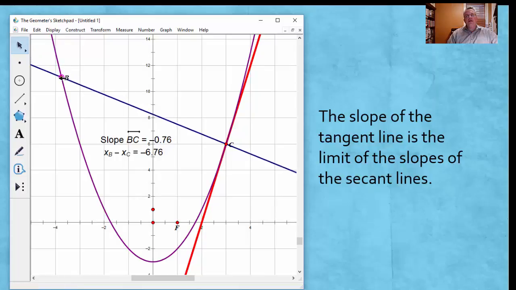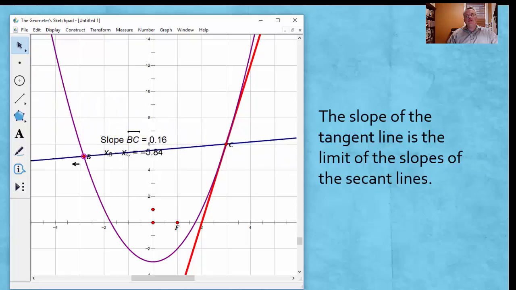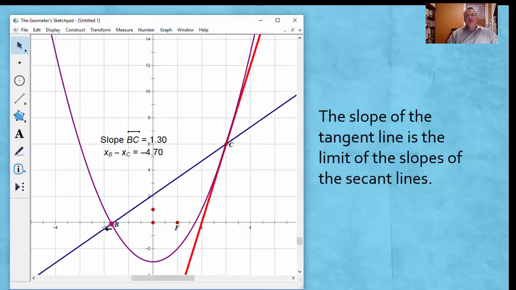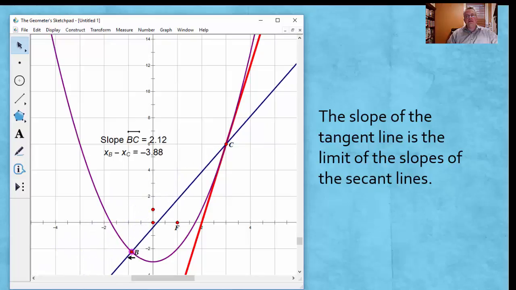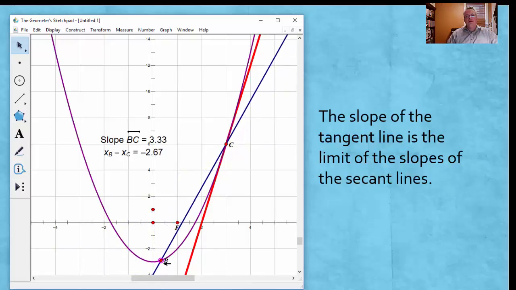But as I let this point B slide closer and closer and closer to C, we see that the secant line is getting closer and closer and closer to being just like the tangent line. And in fact, as I let B continue and come really close to C, we can't tell the difference between the secant line and the tangent line. Okay, and here I'm going to put it right on top. And we see that the slope is 5.99, which is pretty much approximately 6. So the slope of the tangent line seems to be 6.